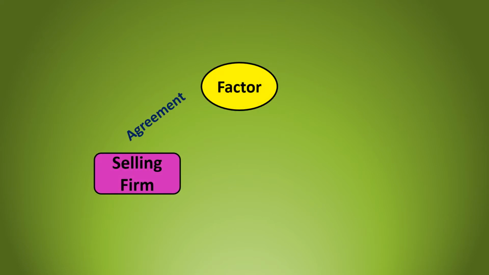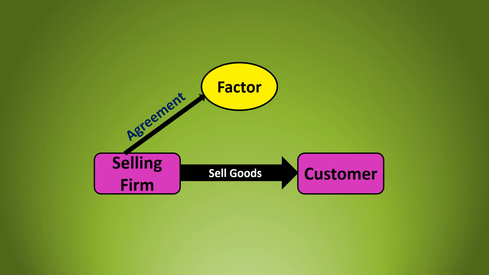Now let us check out the mechanism of factoring. There will be the selling firm, and the selling firm makes an agreement with the factoring firm or the factor institutions. As per this agreement, they will have to give all the sales documents to the factor. After making this agreement with the factor firm, the sales take place. The selling firm sells goods to the customer. The agreement between the selling firm and the factor provides the basis and the scope of the understanding reached between the two for rendering the factor services.